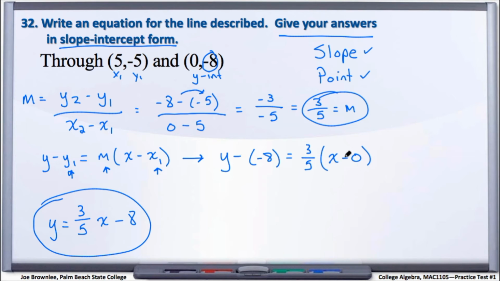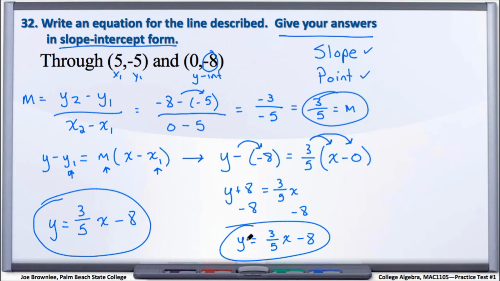All right. Well, let's clean this up a little bit. If we distribute this negative through, we'll have y plus 8 equals, and we can distribute this through. So 3 over 5 times x is 3 over 5x. 3 over 5 times negative 0, well, anything times 0 is just 0, so that goes away. And if we want our final answer in slope-intercept form, let's subtract 8 from both sides, and we end up with y equals 3 over 5x minus 8. So notice that we get to the same answer regardless.